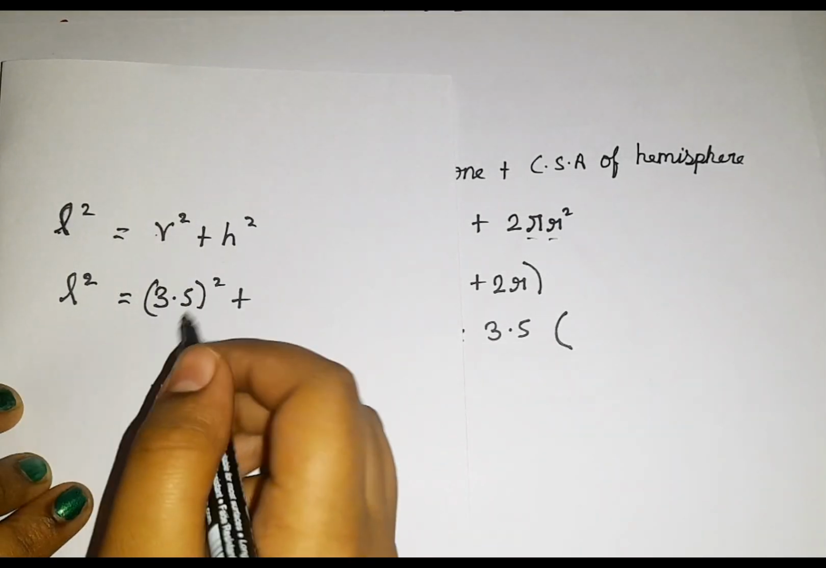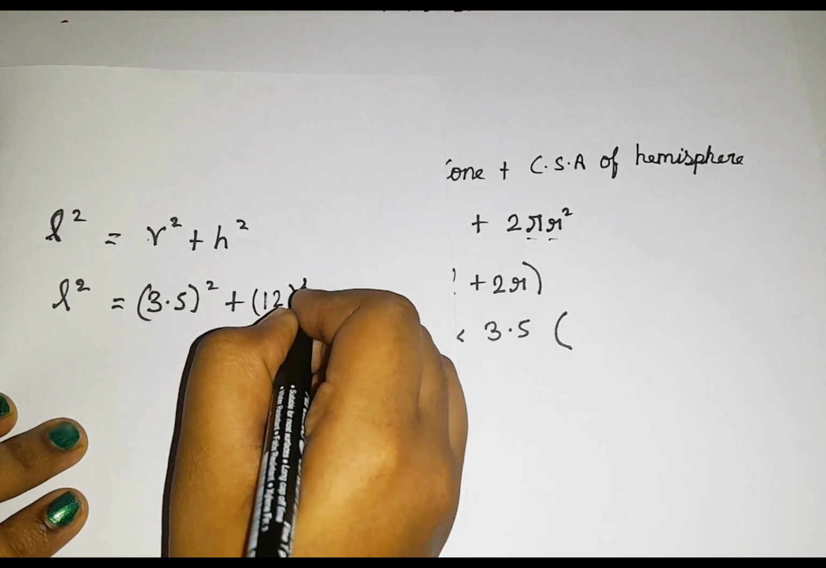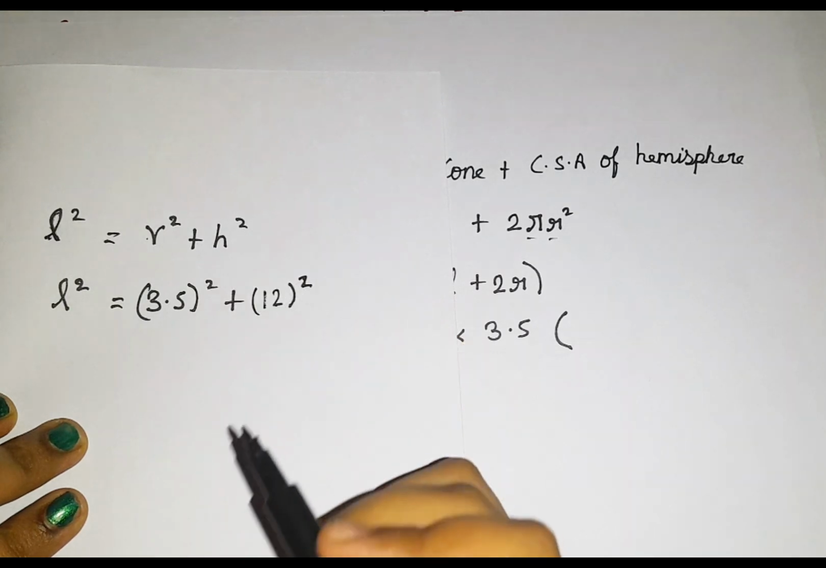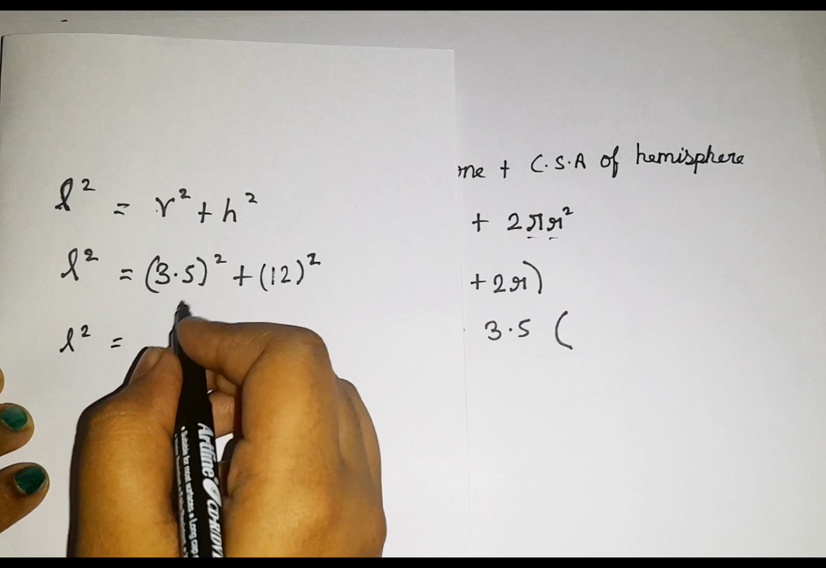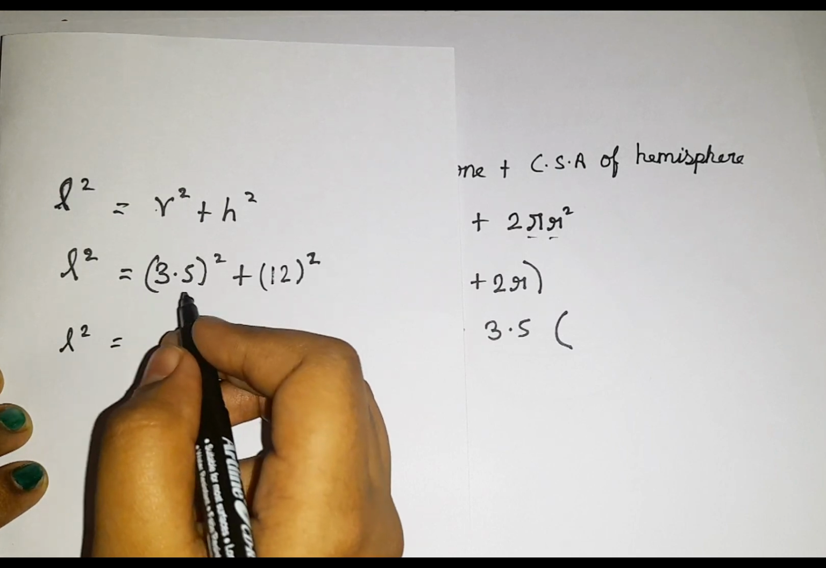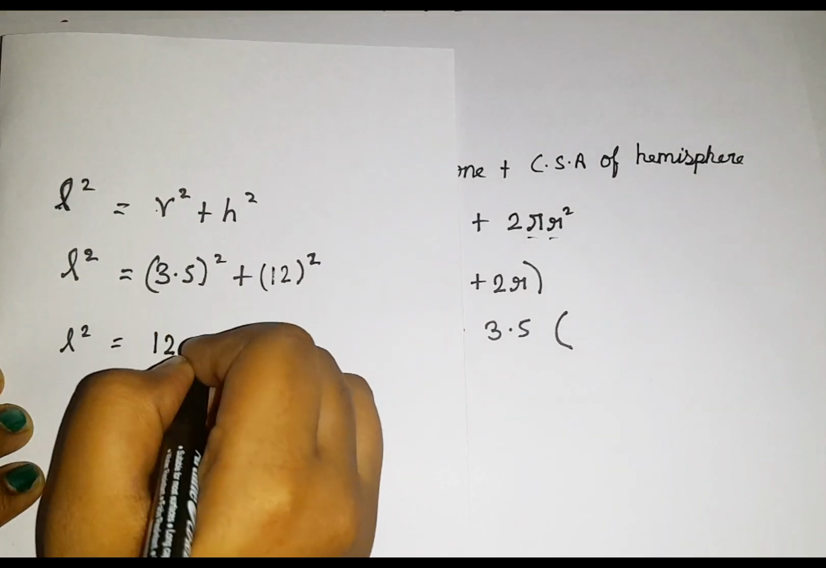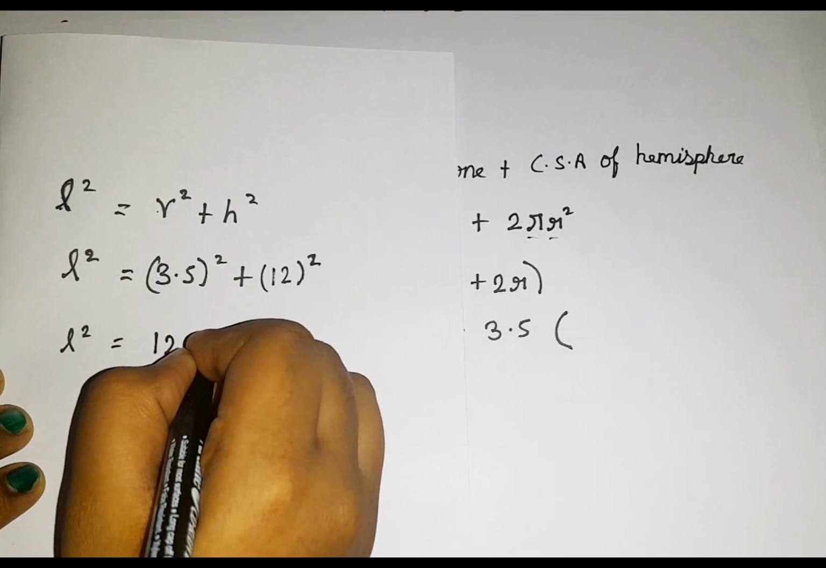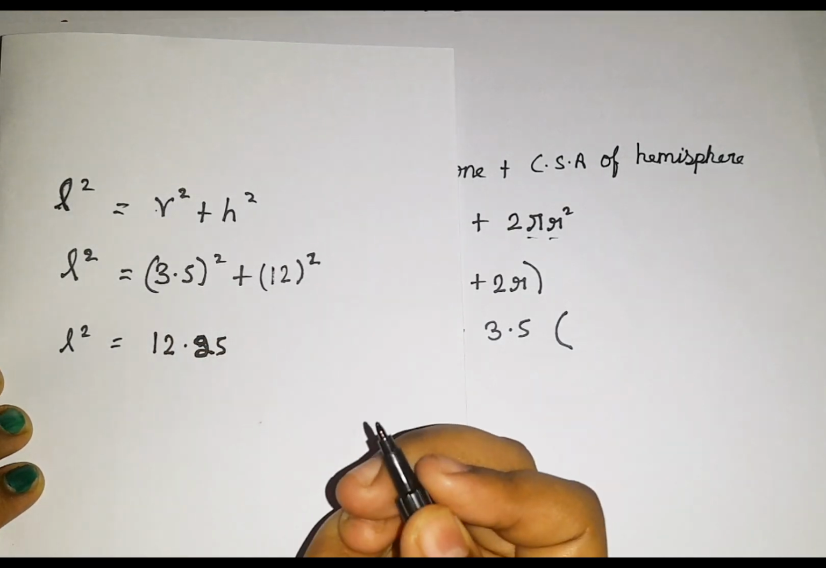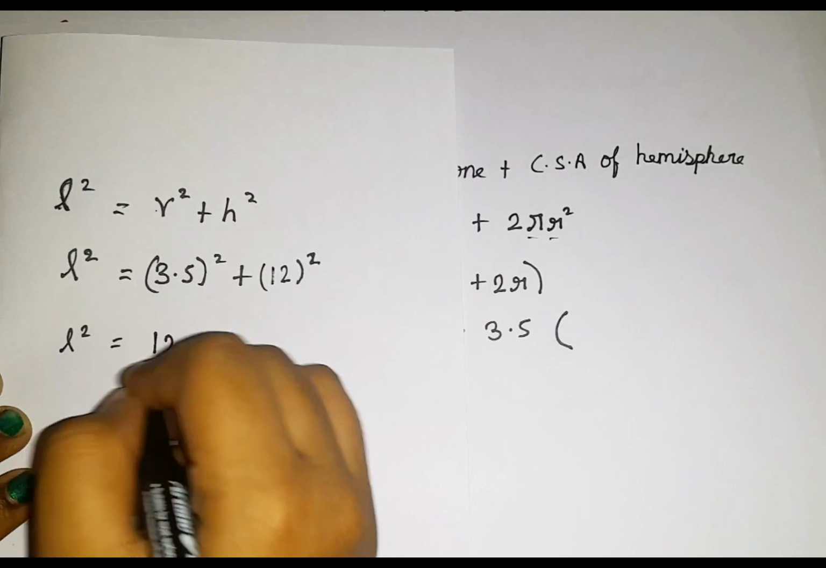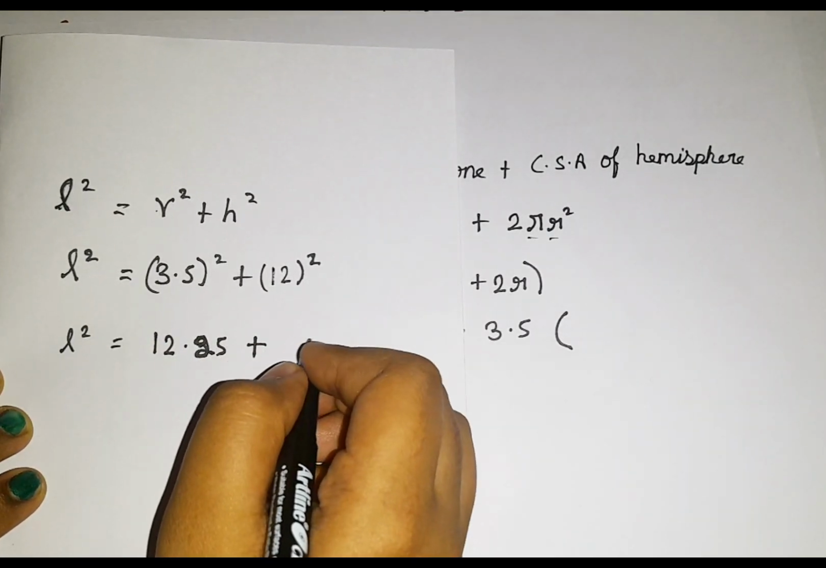Okay, so now since we know the height is 12 centimeter, we can just write 12 centimeter and this square as it is. Then L square is equal to 3.5 square. So 3.5 into 3.5, we get 12.25. I guess it is right. Yeah, of course. Okay, 12.25 and then plus 12 into 12.